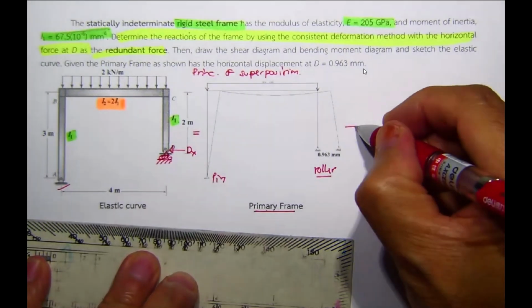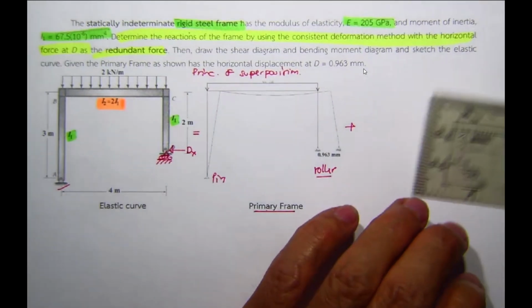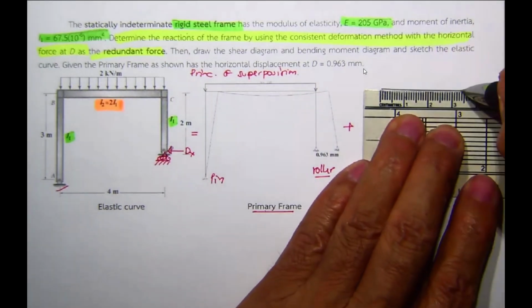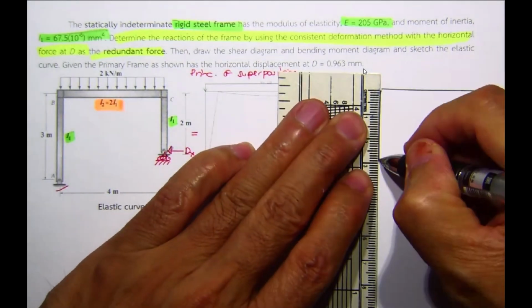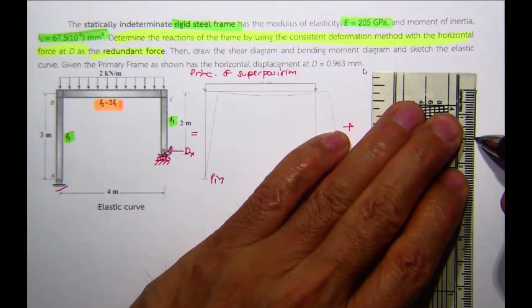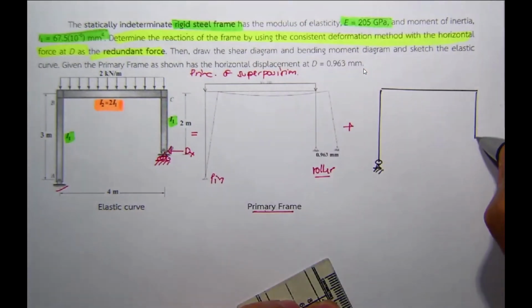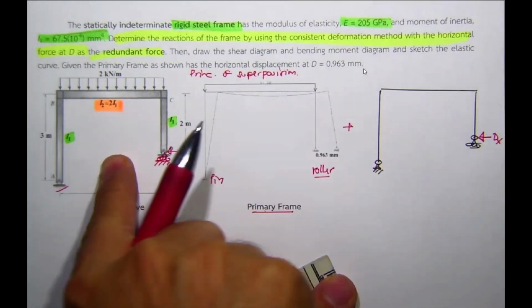And then you have to combine the primary frame with another frame. Since this is 4 meter, 4 centimeter, and then 3, and then 2, the second frame will be subject to only the redundant force. So you will have this one. In combination, if you combine these two frames, you get this frame.